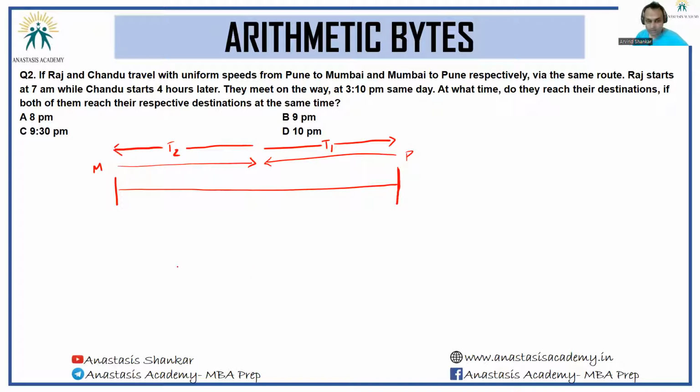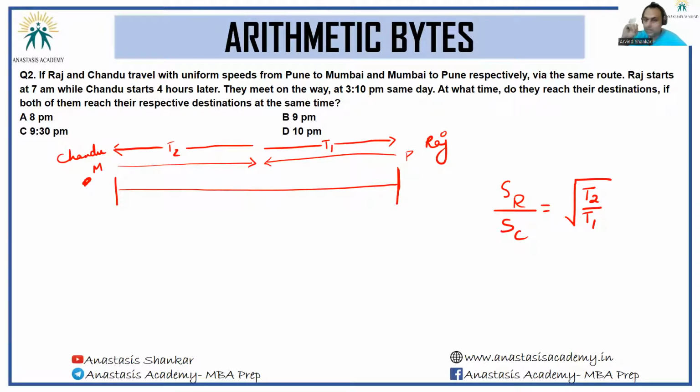And then let's say this was Raj. No, Raj was traveling from Pune to Mumbai. So Raj was here and Chandu was here. We can happily go Raj, Chandu. Speed of Raj and speed of Chandu is equal to under root of T2 by T1. This setup everyone is fairly familiar with. But this question is not about that.